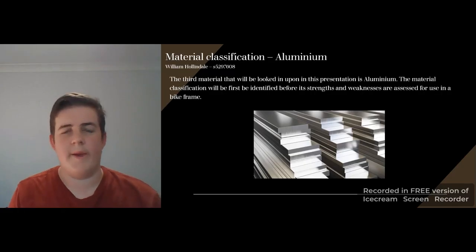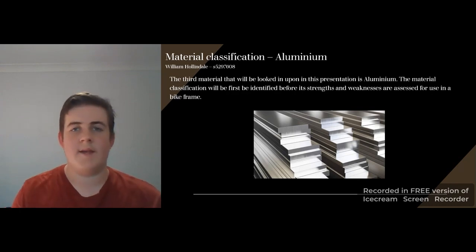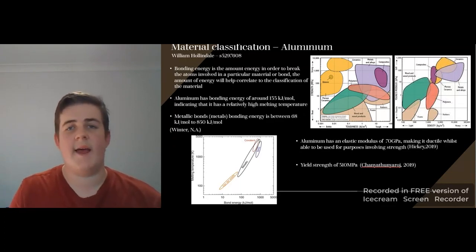The final material that we discuss will be aluminium and its implications for a bike frame. As for the classification of the material, the properties of the material will be initially considered. The value of bonding energy will give a direct correlation to the melting temperature and give an easy classification of the material, as seen in this graph here. In this case, aluminium has a bonding energy of around 133 gigajoules per mole, which suggests the material has a relatively high melting temperature.